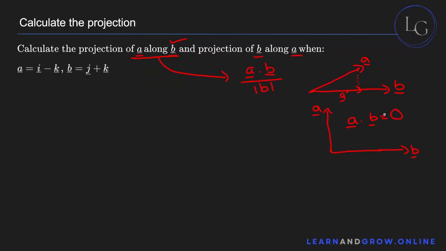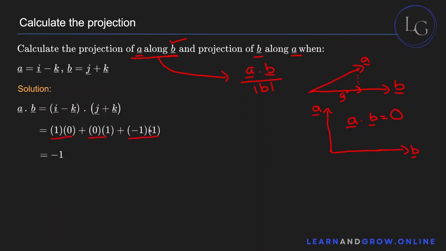Now it says here that A is equal to I minus K, so plus 1 on the x-axis and negative 1 on the z-axis, and B is J plus K, right? So A dot B, you first obviously have to find A dot B. Now that would just be 1 into 0 plus 0 into 1 plus -1 into 1. And that gives you -1. You found A dot B.